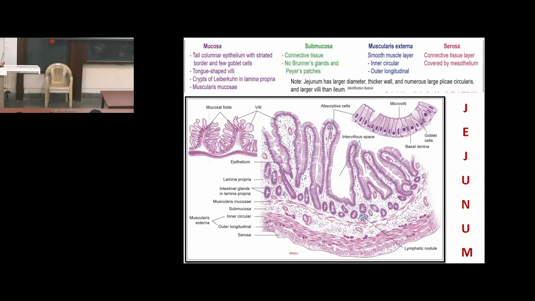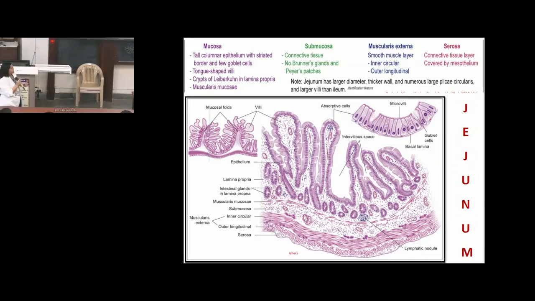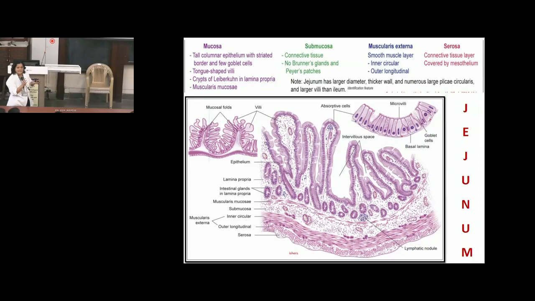Okay? Submucosa will not have anything specific as is mentioned here. Muscularis externa will remain the same and serosa will remain the same. So that's jejunum. तो है क्या इसमें? तो इसमें सिर्फ goblet cells है, और अगर होगा तो कुछ lymphatic nodule होगा, वो भी नहीं हो सकता है. Right? This is what jejunum would be.